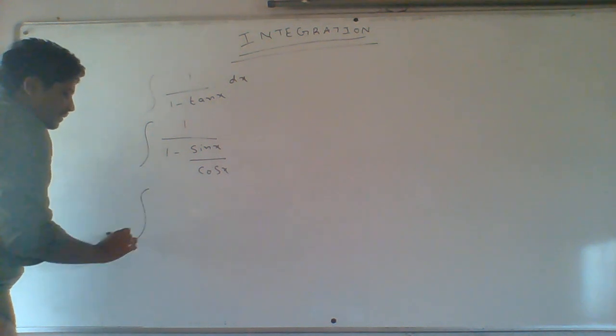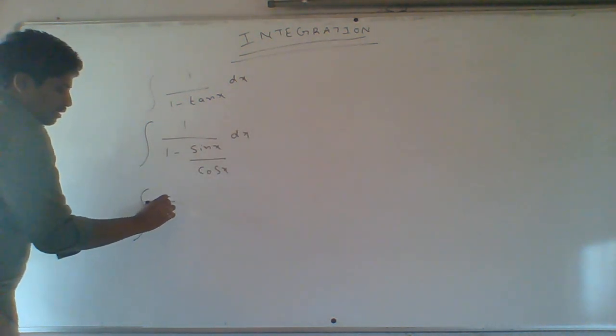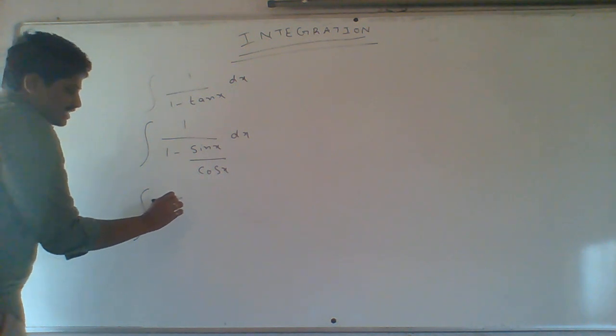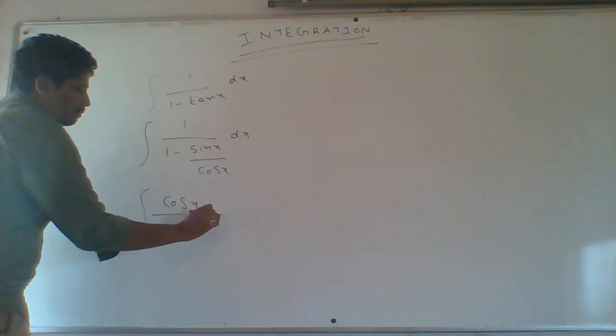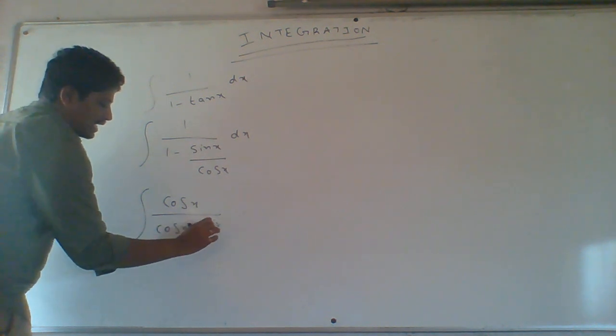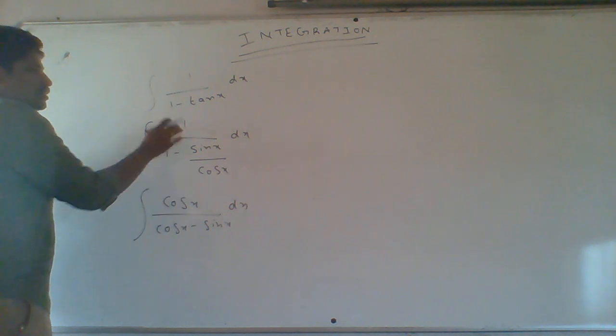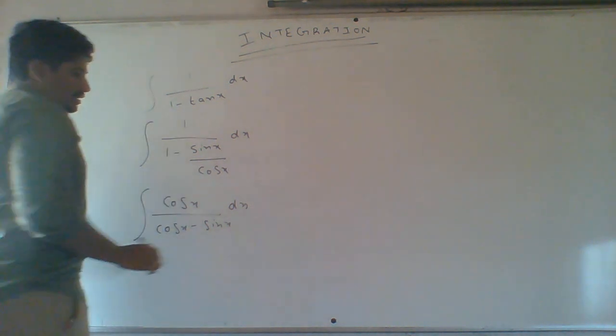Okay. Now what will it be? Don't forget dx. I'm writing the direct step here. Cos x by cos x minus sin x. I hope that you understand. Cos x into 1 is cos x, cos x into 1 dx.